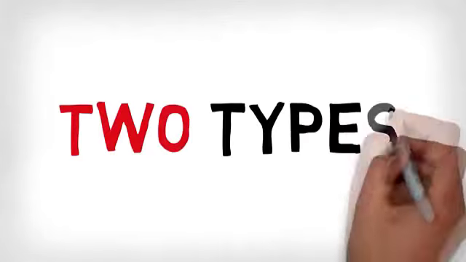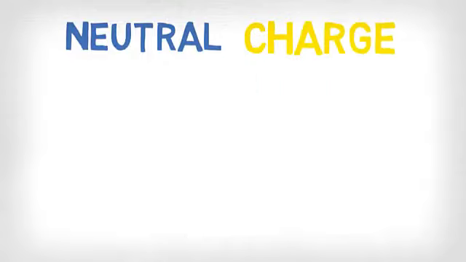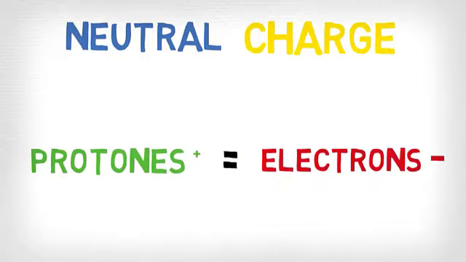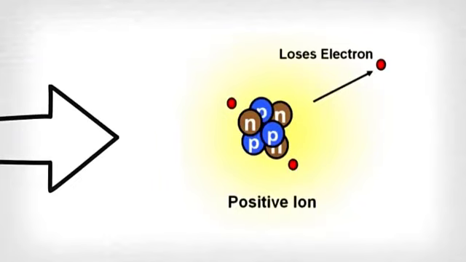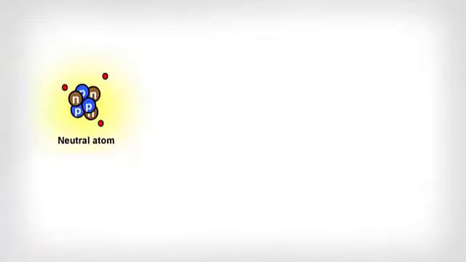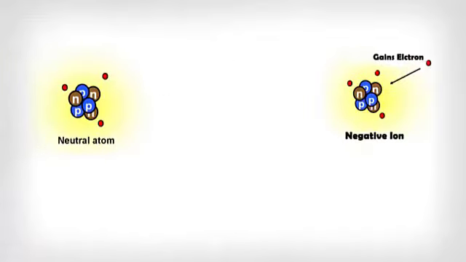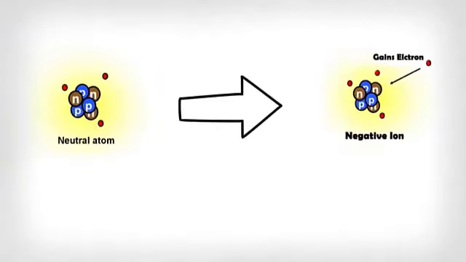There are two types of ions, cations and anions. All atoms have neutral charge because they have an equal amount of protons and electrons. But when an atom loses one or more electrons, it becomes a positively charged ion, and this type of ions are called cations. But when an atom gains one or more electrons, it becomes a negatively charged ion, and this type of ions are called anions.